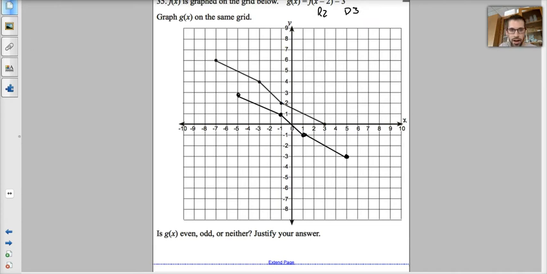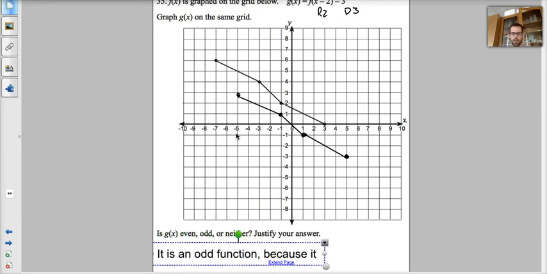So I do believe it's odd, and I think it has rotational symmetry, right? Because if I took this point and I rotated it, it would go here. If I took this point and I rotated it, it would go over here. So I will say it is an odd function because it has rotational symmetry.